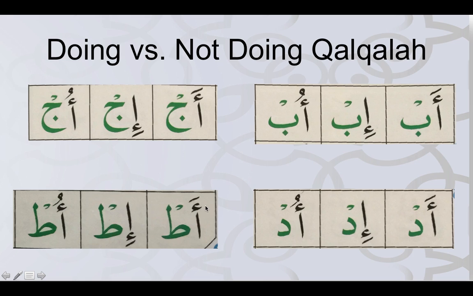Finally, we have the ta. Hamza fatha ta sukun at. Hamza kasra ta sukun it. At it. Hamza dhamma ta sukun ut. At it ut. But if I were to not do the Qalqalah, this is what it would sound like. At, it, ut. How difficult it is for you to hear the sound. It just stops. It causes an annoyance.